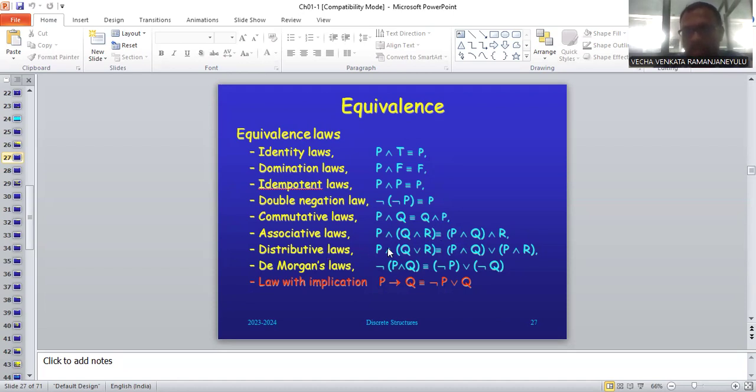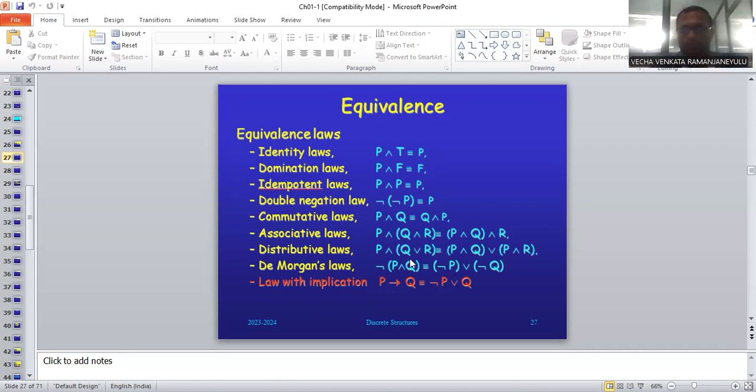Next, distributive law. Here distributive law means P and Q or R is equivalent to P and Q or P and R. Here both are different. One is associative law and one is distributive law. The only major difference is P and Q and R. Suppose I am taking P means A value, Q means B value, R means C value. Okay, whenever it occurs, A and B means P and Q. Same here also, distributive law. Distributive means P is with Q one time and P is with R one more time. Here P and Q or R is equivalent to P and Q or P and R.